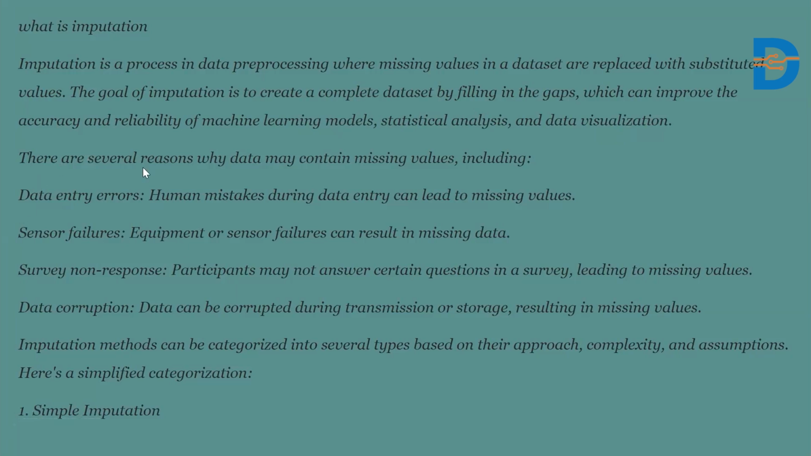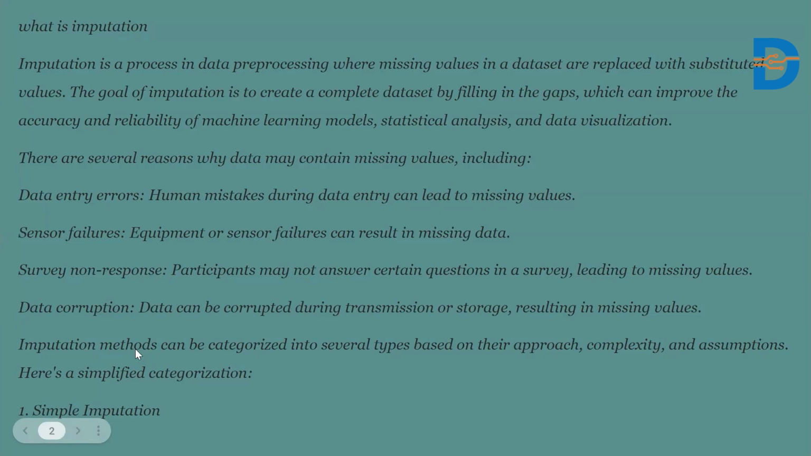There are several reasons why data might go missing. One is data entry error: while entering, it can be due to a human mistake, or due to a sensor failure that fails to record the value. Another is survey non-response, where a few people choose not to respond to the survey. Another is data corruption.